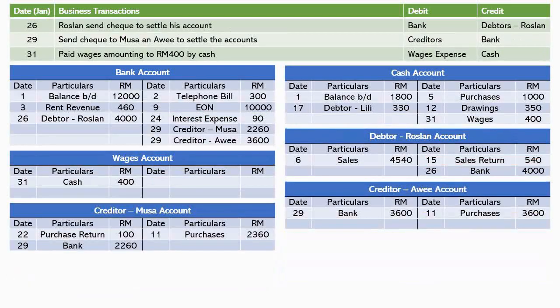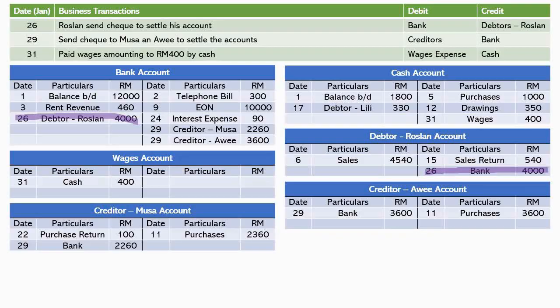Okay. Kemudian Roslan bayar cek untuk settle akaun dia. Okay, awak tengok ni. Saya debitkan bank, tapi tak tahu berapa ringgit kan. So pergi ke akaun Roslan, identify lah berapa ringgit. So sales tadi kita jual kat dia 4,540, lepas tu dia pulang balik barang 540. Jadi dia hanya perlu bayar RM4,000. So bila kita lihat, dah tak ada baki dalam akaun Roslan ni sebab dia dah bayar habis. So we know that we need to debit bank 4,000, credit debtors Roslan 4,000.